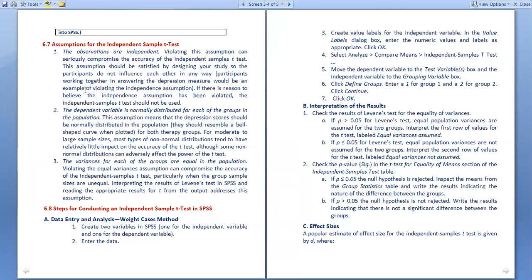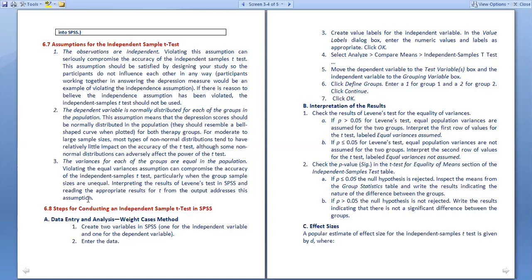So these are the assumptions we are using when we are conducting one sample t-test, sorry, independent sample t-test. The observations are independent. The dependent variable is normally distributed for each type of the group in the population, and the variances of each of the groups are equal in the population. So these 3 points we have to remember.